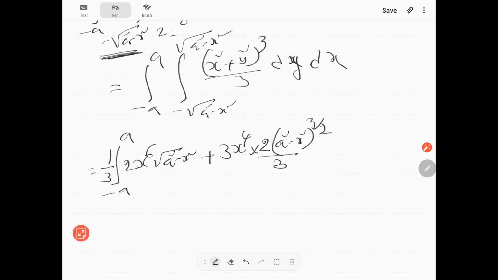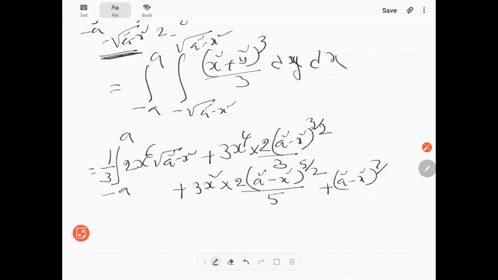And the next term is 3ab square. So 3x square into b square is y power 4, which is again an even function. Therefore, it is twice the integral. Integral of y power 4 is y power 5 by 5. Therefore, a square minus x square whole power 5 by 2 by 5. After that, plus y square whole cube, that is y power 6. Integral is y power 7 by 7, which means a square minus x square whole to the power of 7 by 2 by 7, dx.